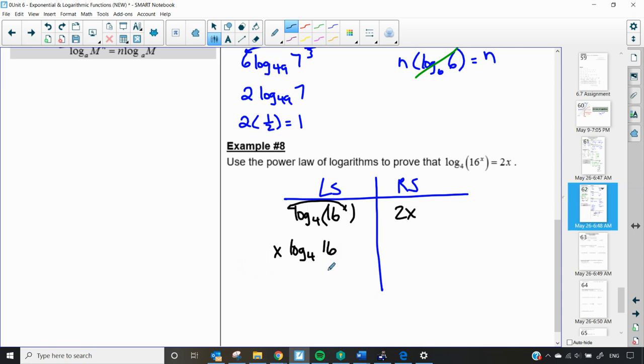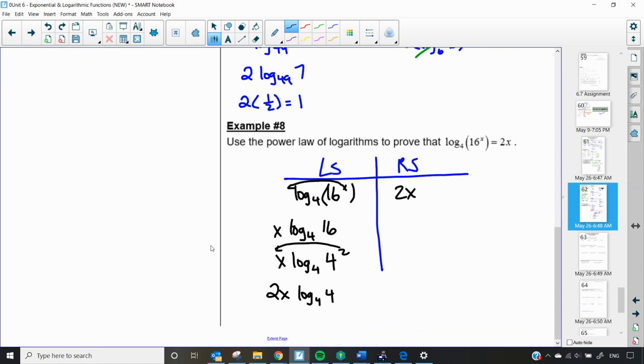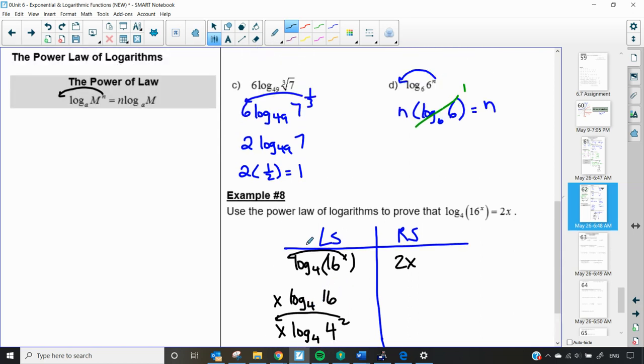And we can rewrite our 16 as 4 squared. So we're going to have x times log base 4 of 4 squared. That 2 is going to come forward. Now we have 2x times log base 4 of 4. And we know again from our identities before that log base 4 of 4 is the same as 1. And so 2x times 1 is 2x. And so these are equal.